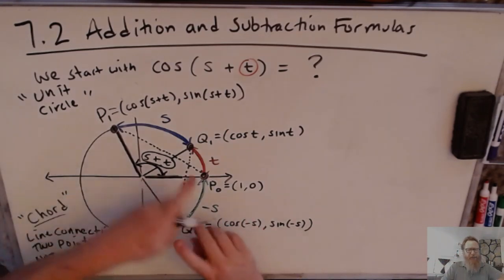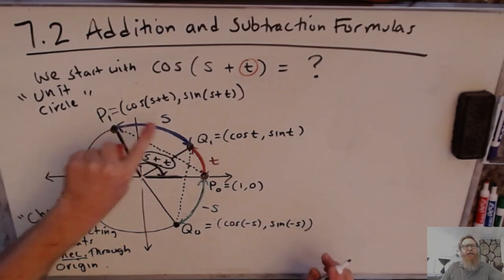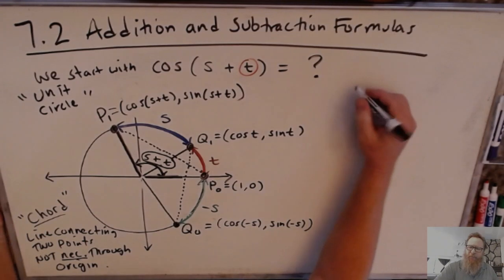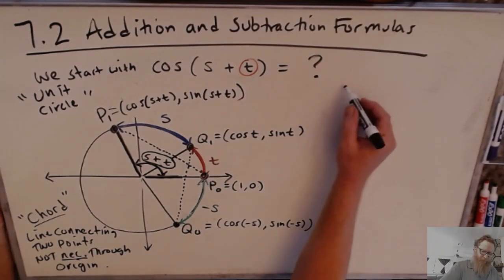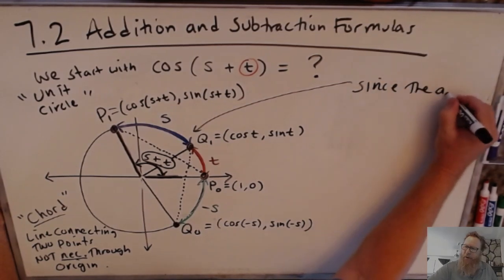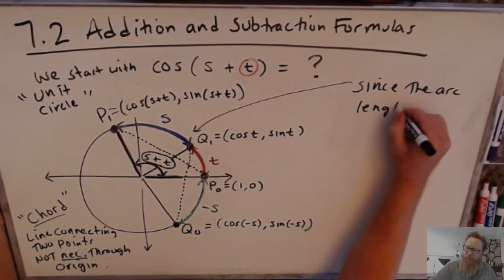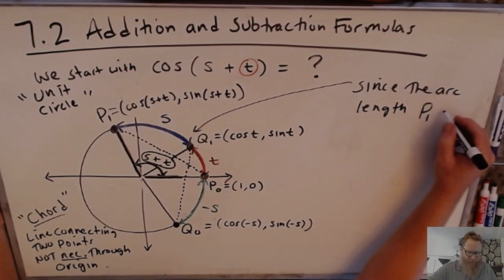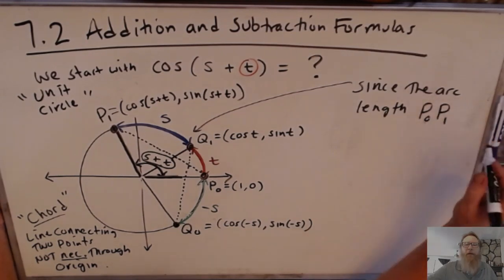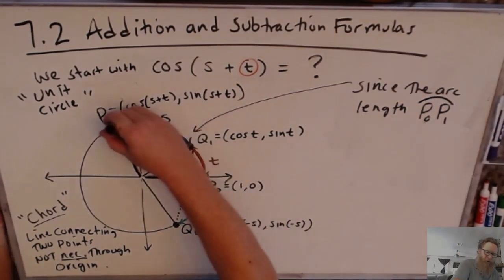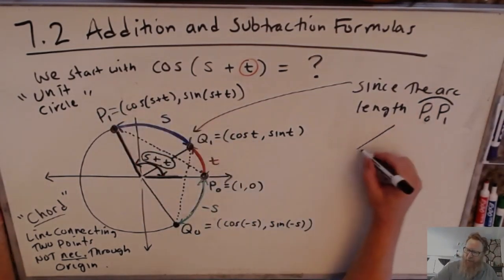Okay. So notice, since the arc length of P0, P1, yeah, use a symbol like that. That's our arc length here. I could draw it like a sector like this.